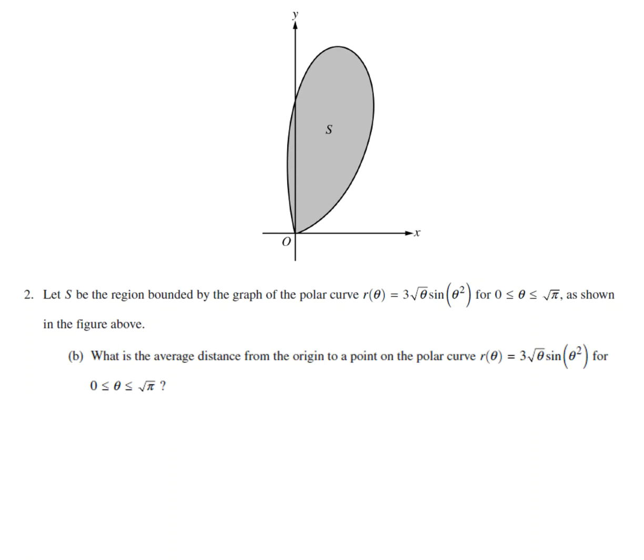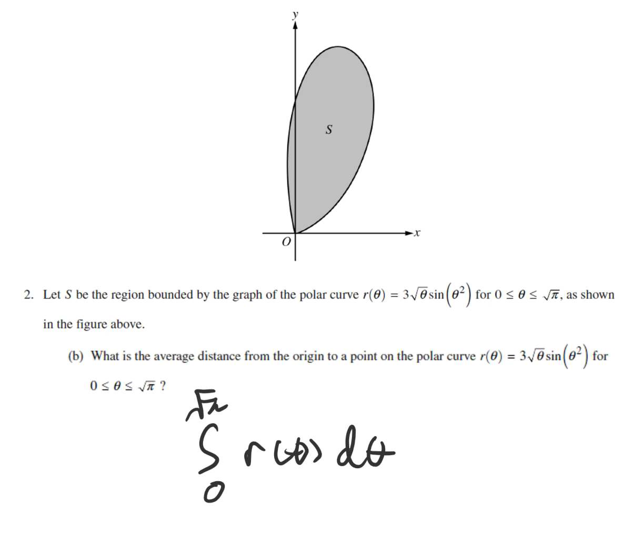For section B, we're trying to calculate the average distance from the origin to a point on the curve over that interval. The distance from the origin to a point on the polar curve is r of theta, the function itself. So the total distance would be the integral from 0 to square root of pi of r of theta d theta, given this interval.